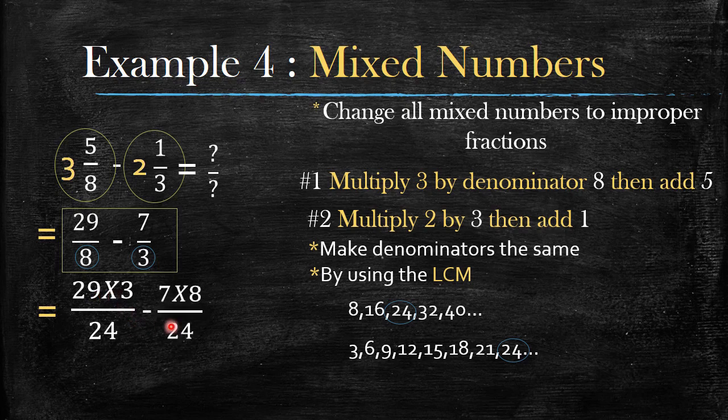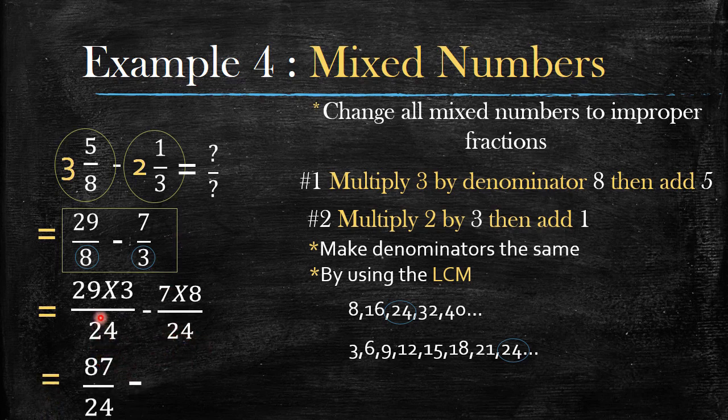Okay? So 7 times 8 over 24. Why is it 7 times 8? Because 7 was already a numerator, times 8. To get the 8, we look at the multiples of 3, which are here. How many numbers did it take to get to the LCM? 1, 2, 3, 4, 5, 6, 7, 8. That's why it's 7 times 8. And the denominator becomes the LCM.